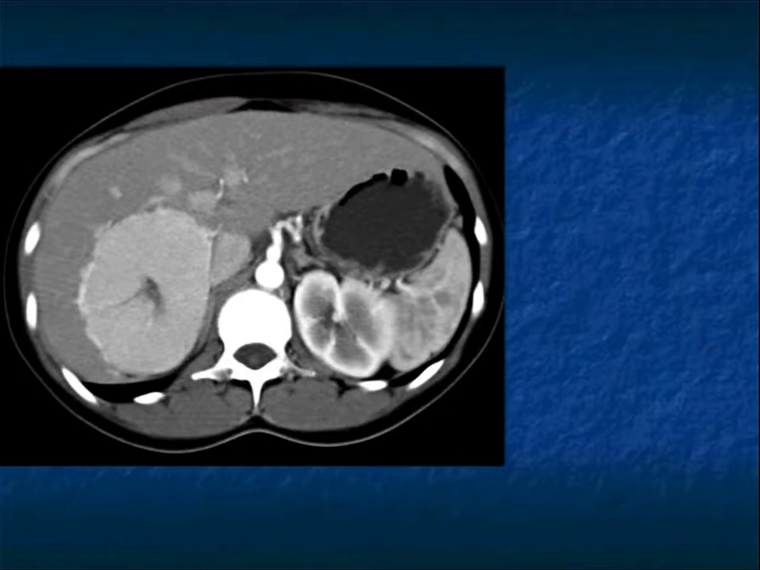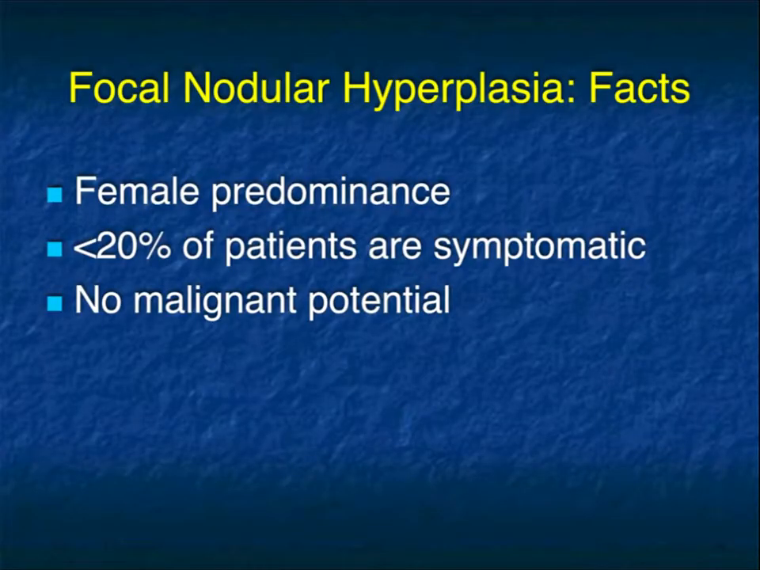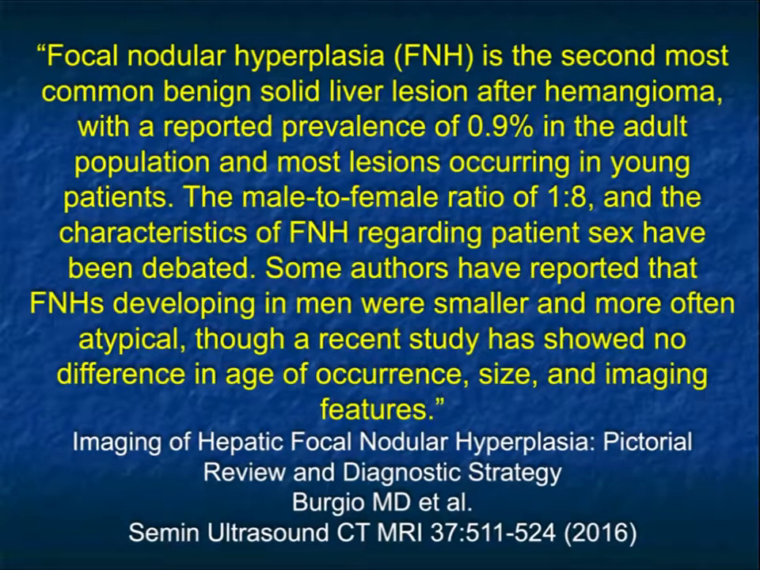Now, usually with FNH, the central scar is low density, like here, and then fills in over time. Hemangiomas often can have central scars as well, or look like they have central scars because the center of the vessel may not be enhancing. But you can see this lesion quickly washes out, the scar is still there, and we're talking about FNH. Female predominance, less than 20% of patients are going to be symptomatic and has no malignant potential. So if it's not bothering the patient and you can make the diagnosis, it's a leave-alone lesion.